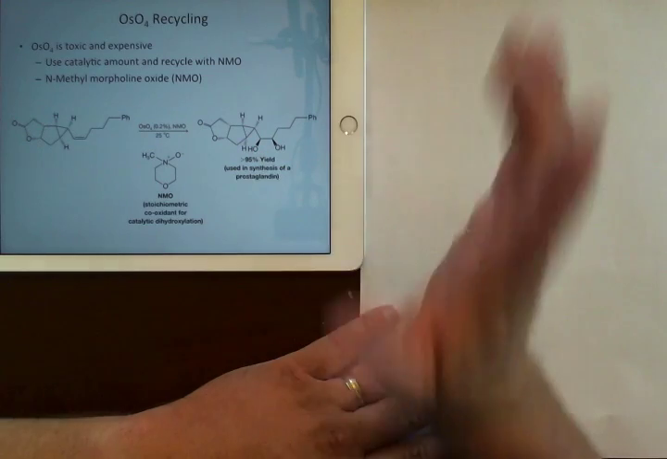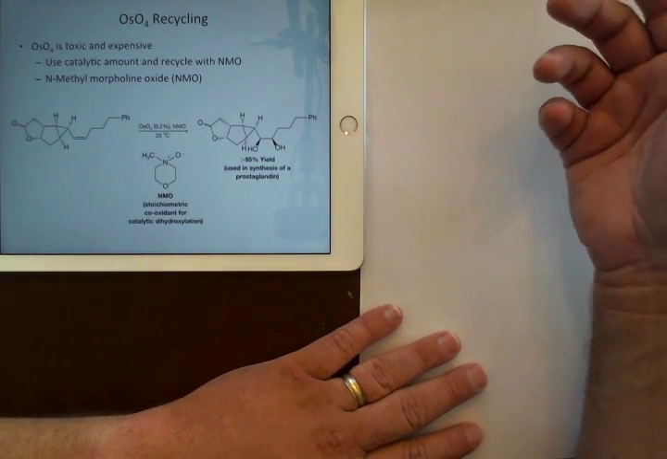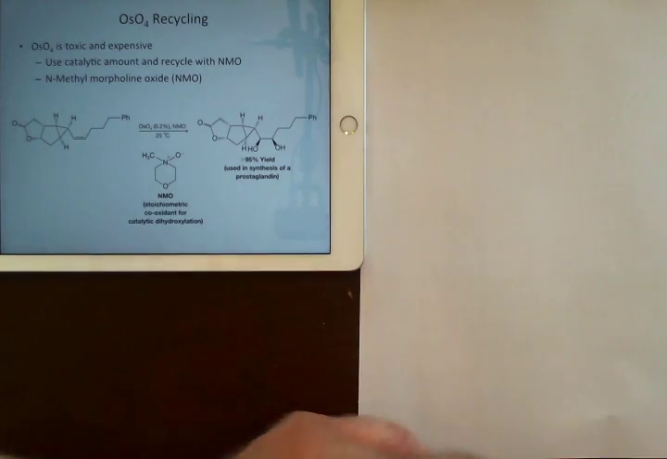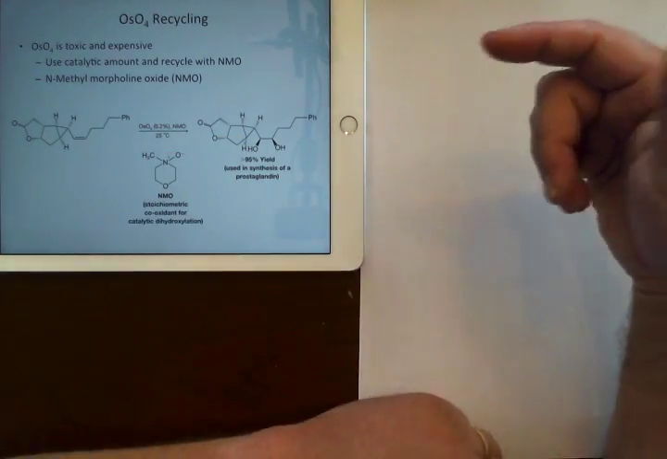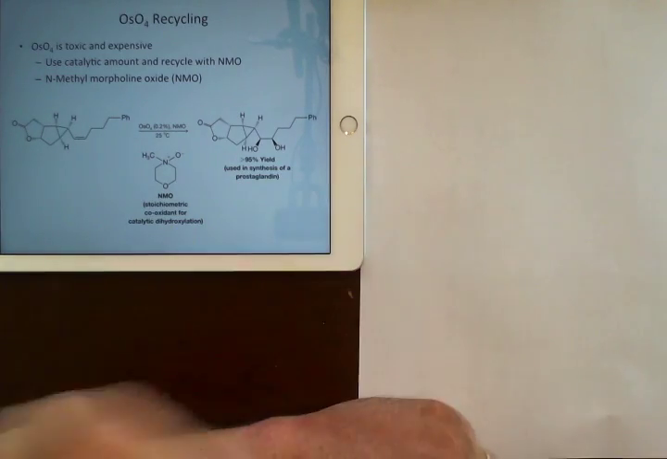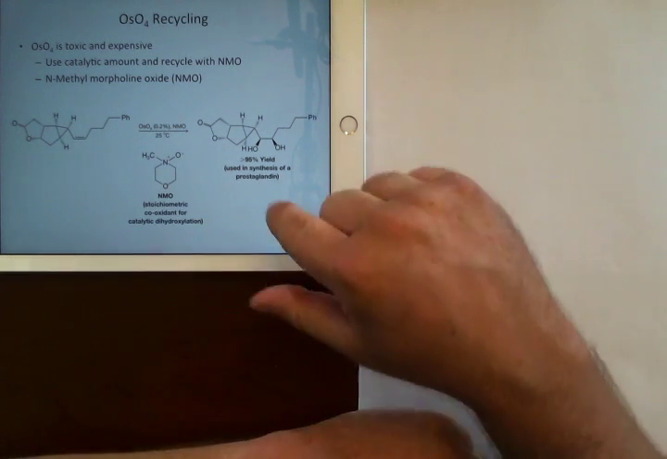Okay. The problem is osmium tetroxide is expensive. It's also very toxic, stuff like that. And so you usually use a recycling compound. So you only have to use catalytic osmium tetroxide, and you add NMO, which looks like this, and that'll recycle your osmium tetroxide. Works really well.